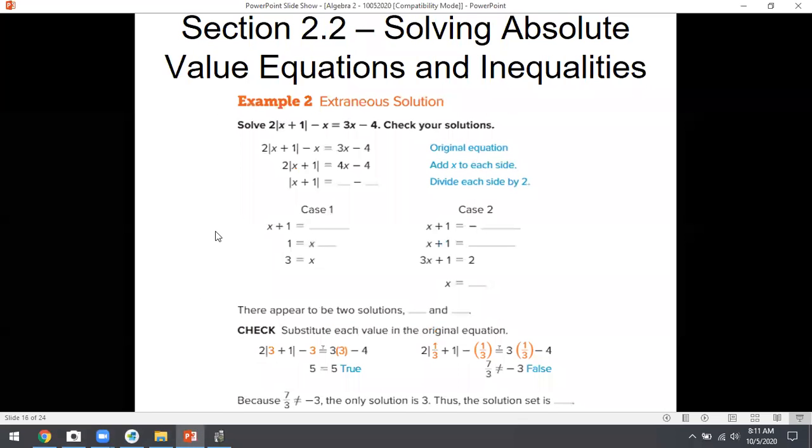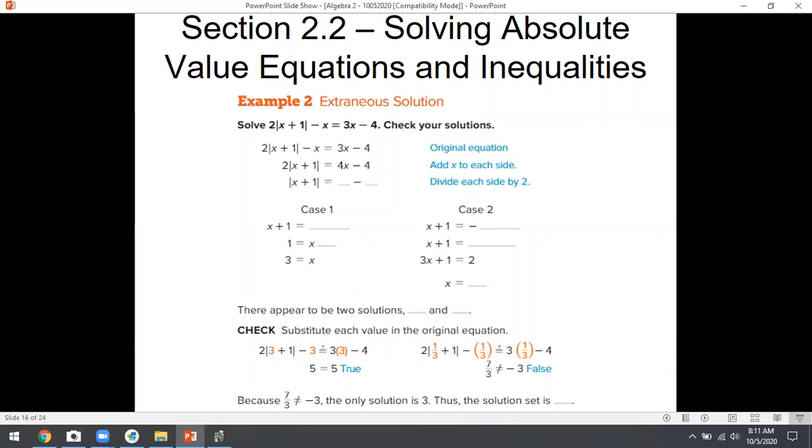Okay, let's try one more. Let's try example number 2 today. We're going to get the absolute value by itself. And then we're going to split into those two cases where the absolute value is just equal to the positive version of the right side, and the absolute value is equal to the negative version of the right side. So right off the bat, be thinking to yourself, why is this absolute value not by itself?